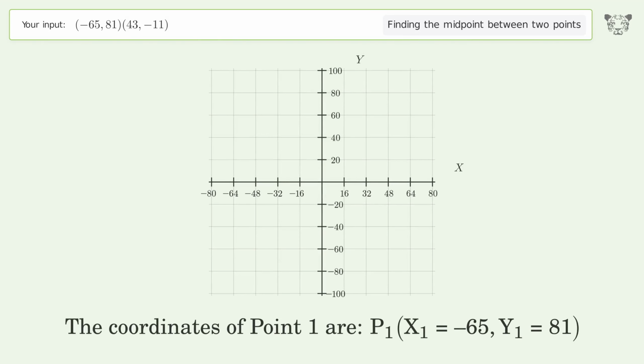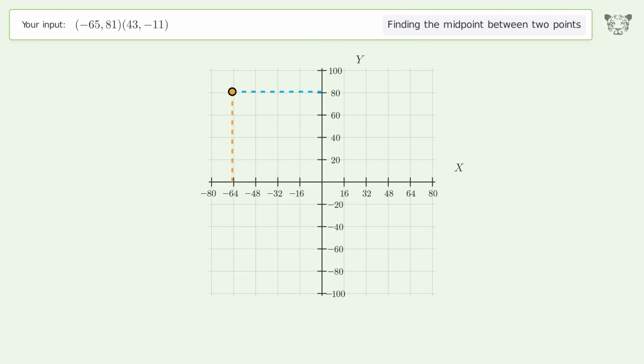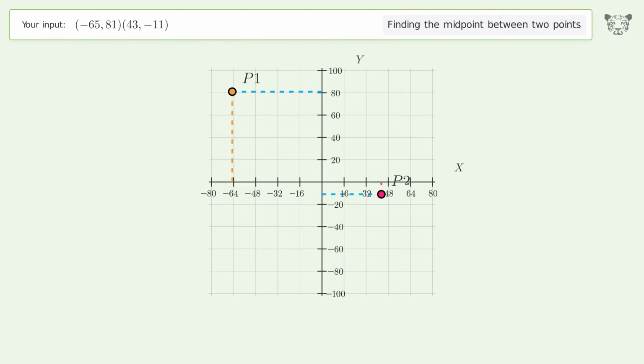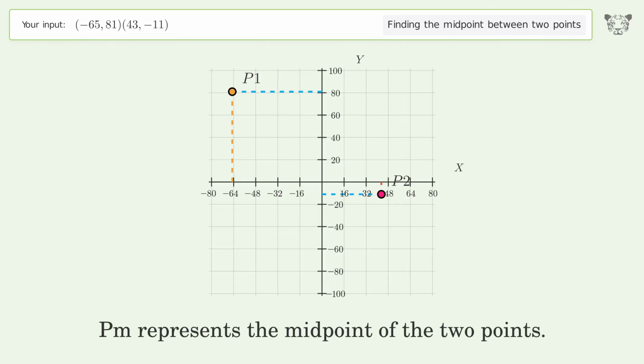The coordinates of point 1 are x1 equals -65, y1 equals 81. The coordinates of point 2 are x2 equals 43, y2 equals -11. PM represents the midpoint of the 2 points.